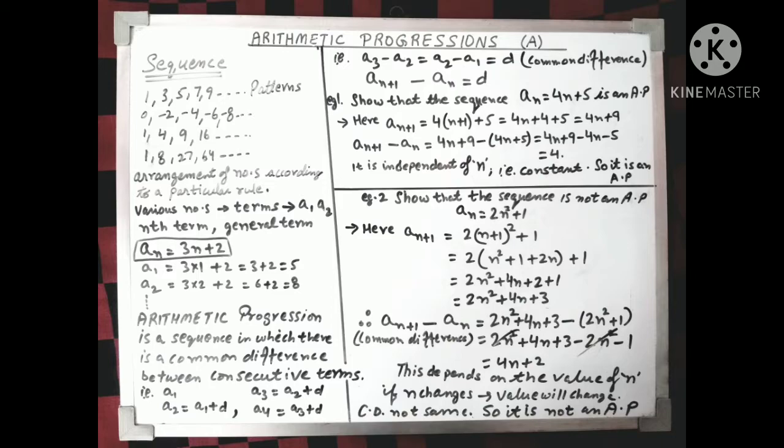So we will expand (n + 1) whole square as n² + 1 + 2n, that is (a + b) whole square is equal to a² + b² + 2ab. And then we will multiply by 2, and finally on simplification we are getting the answer as 2n² + 4n + 3. Now the difference between the (n+1)th term and the nth term will be (2n² + 4n + 3) minus (2n² + 1), which on simplification will give us 4n + 2.